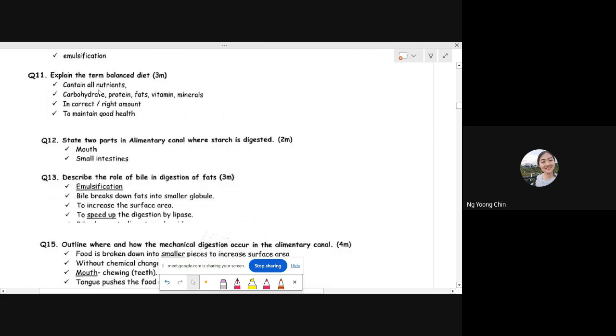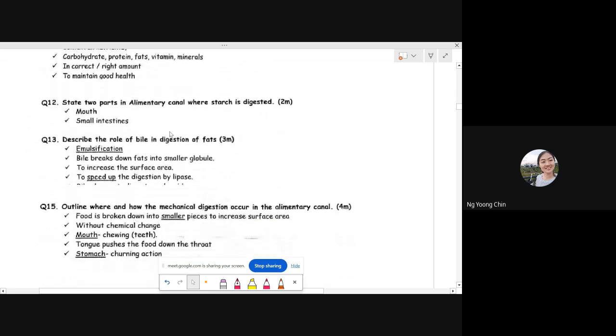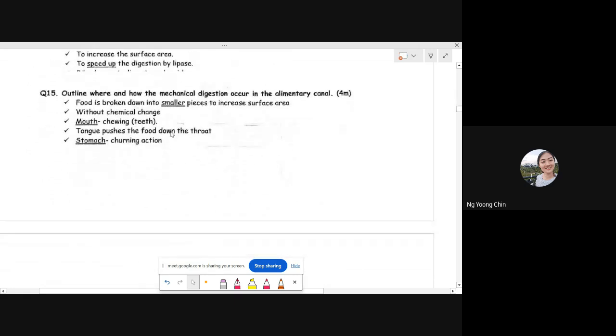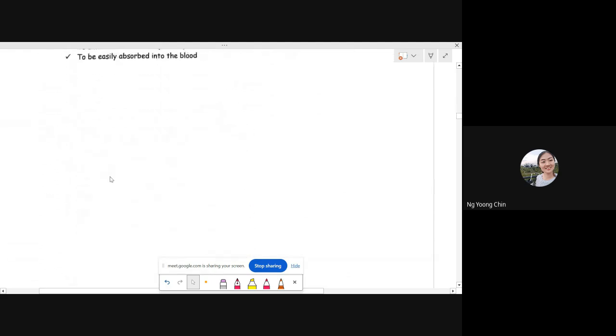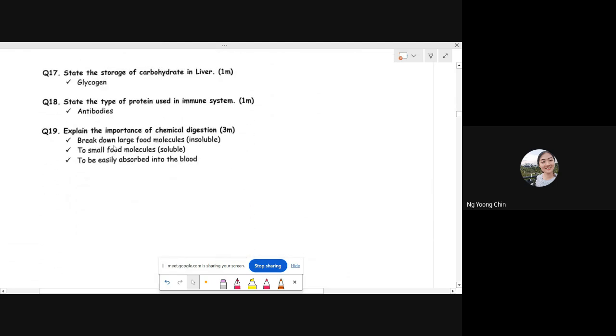A balanced diet means that you should consume all types of nutrients in the right amount in order to maintain good health. Okay, for the mechanism of digestion, please talk about the mouth and the stomach. Yeah, that's all.